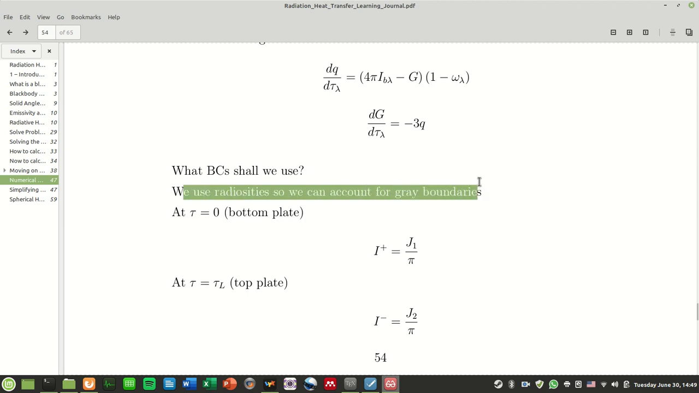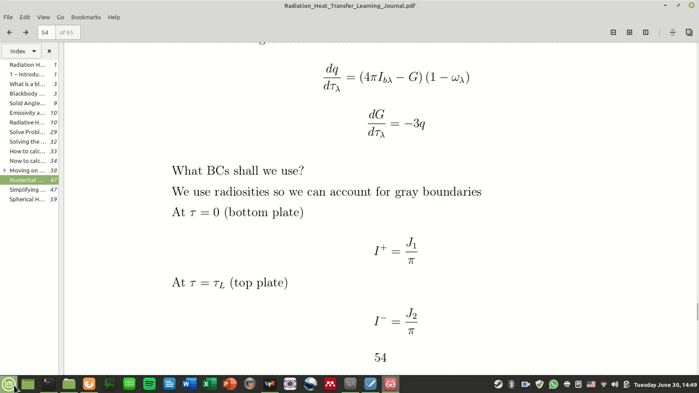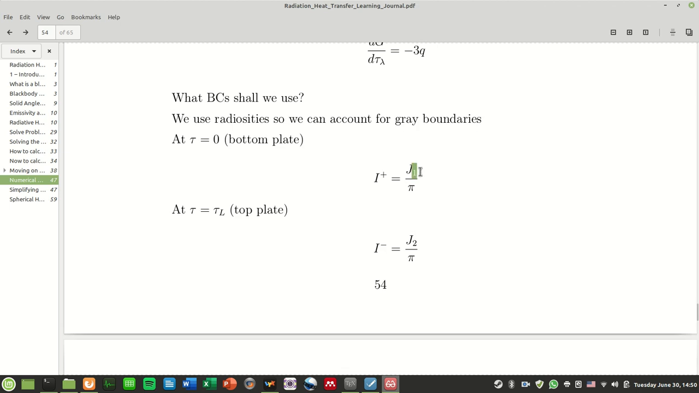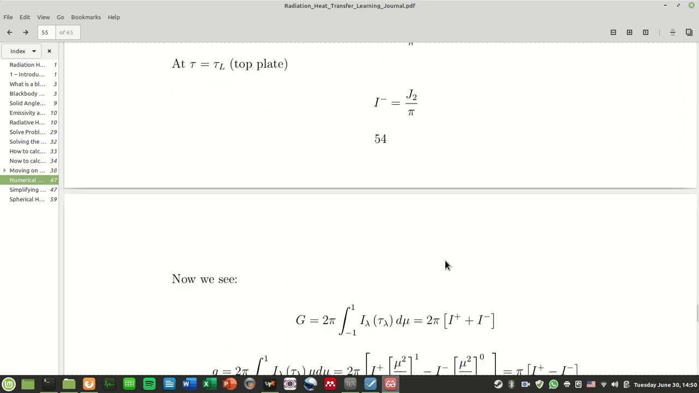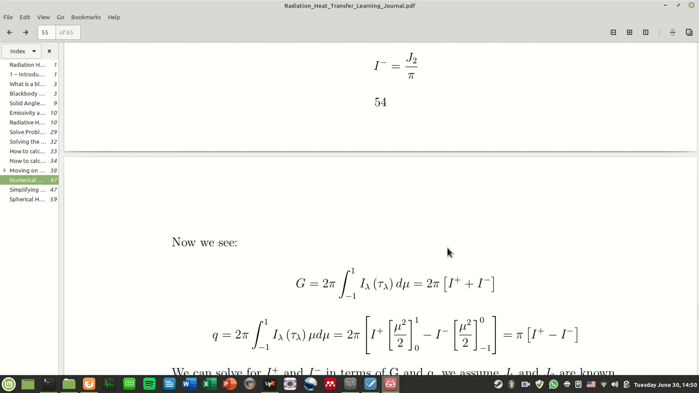If the boundaries are gray in general, we can use radiosity as the boundary condition. So at tau equals 0, I plus equals J1 over pi, and that's how we relate radiosity to intensity. J1 is the radiosity of the bottom plate. At the top plate we also have some radiosity, and I minus equals J2 over pi. How we relate radiosity to intensity, we talked about before, or at least we've gone through the concept in the earlier videos.